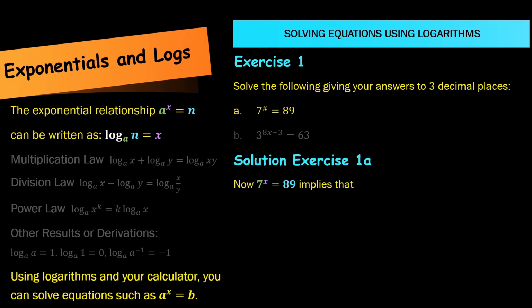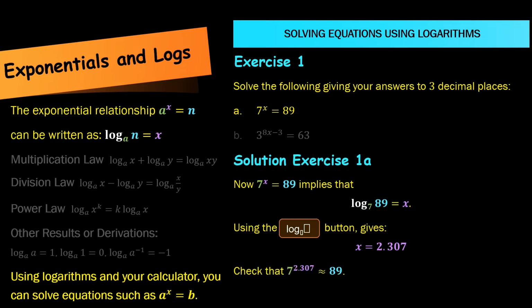We've now colour-coded this equation in order to plug in the correct values into the logarithmic equation. So 7 to the power x equals 89 implies that log 89 base 7 equals x. Using the log function on your calculator will give you x equals 2.307 to 3 decimal places. You can check that this is correct by plugging in 7 to the power 2.307 and finding that it will give you approximately 89.